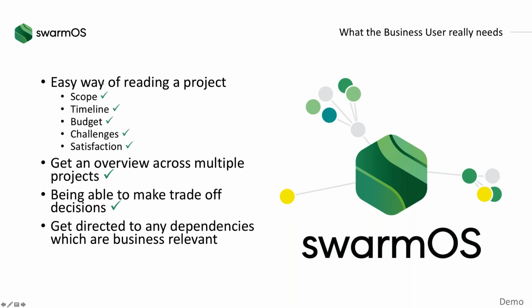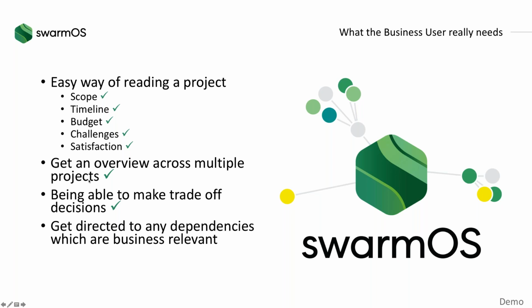Having said this, as said, we think that business users need an easy way of reading a project, not looking at backlogs and Scrum boards, but actually get the big picture and then look and work with the Scrum board later on and to understand the scope, to understand the timeline, if you're doing fine on budget, if you have any blockages, and if everybody is happy with the project success so far. So we can cope with this from the swarmOS add-ons and Cockpit as well as Foundation.